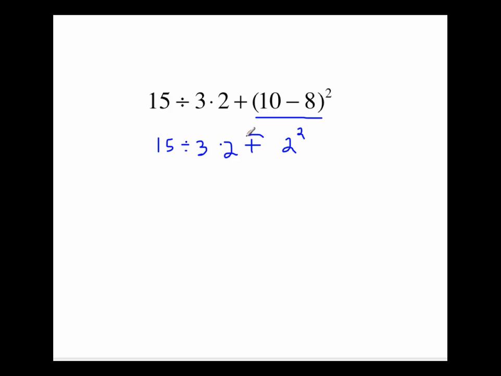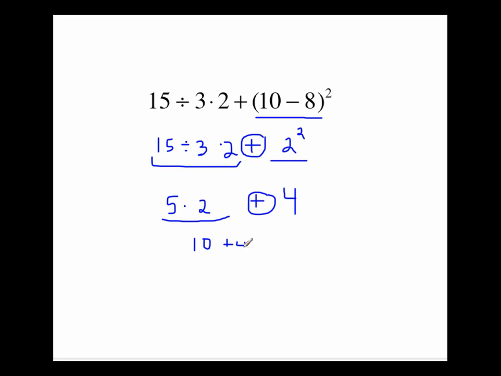I can circle this plus right here to help separate things out, to remind myself I'm not going to add till the very end. Exponential expression, 2 squared is 4. In this part before the plus sign, this is all multiplying and dividing, which needs to be done in order from left to right. So 15 divided by 3 is 5 times 2. There's that plus sign I've circled, which reminds me that that multiplication has to be done before I would ever think about adding. 10 plus 4 is 14.